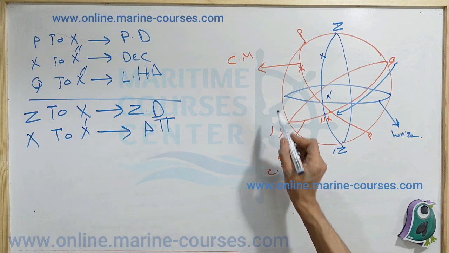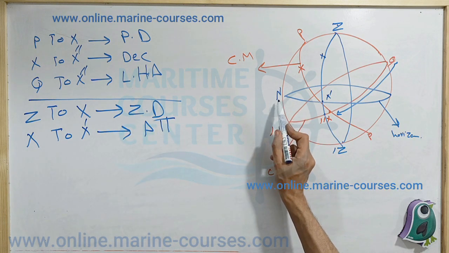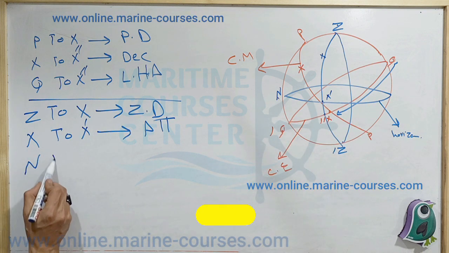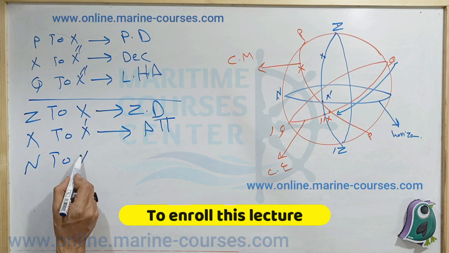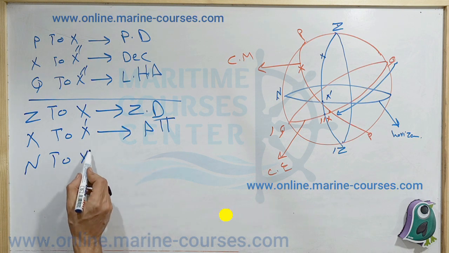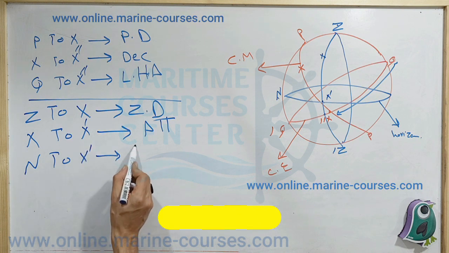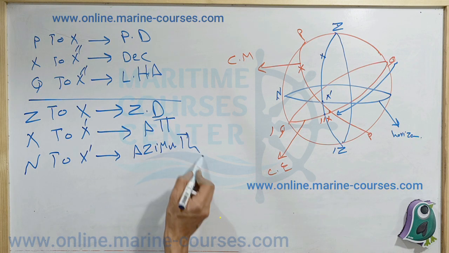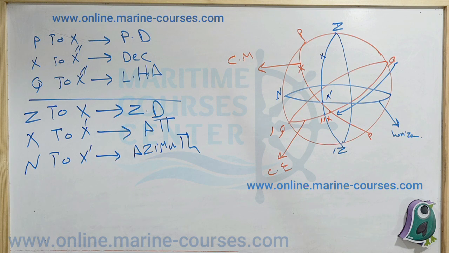And if we say this is north, so from north to X, from north to X dash, that means azimuth, fine. That we have already talked about in the last lectures, okay.